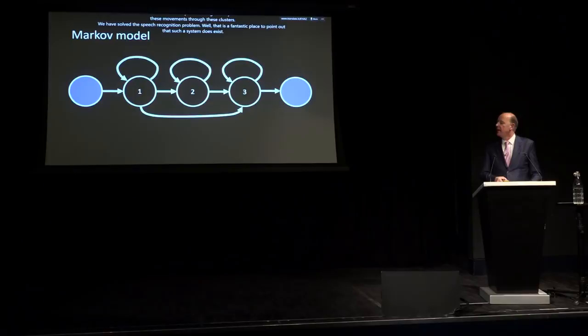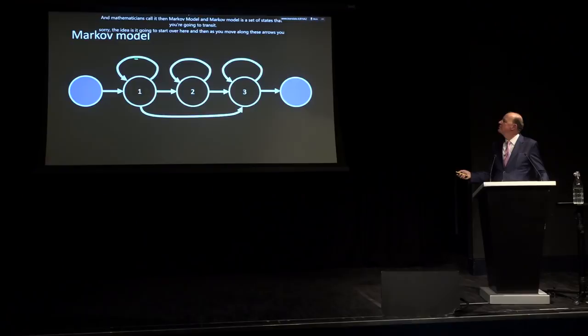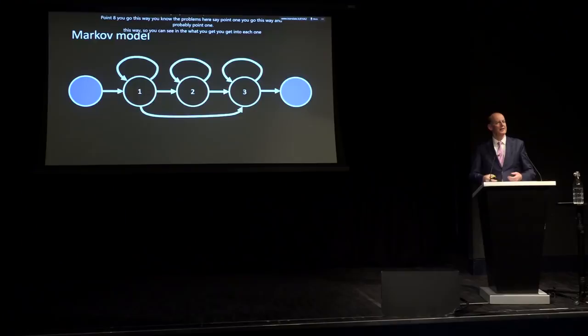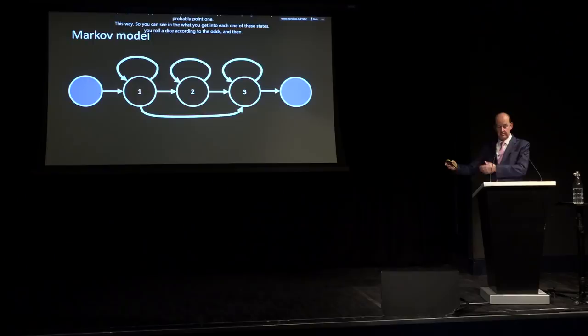Mathematicians call it a Markov model. And a Markov model is a set of states that you're going to transit through. And the idea is you're going to start over here, and then as you move along these arrows, you have choices. And associated with each one of these arrows, I haven't shown them, are probabilities. So maybe you have a probability of 0.8, you go this way, you have a probability of, say, 0.1, you go this way, and a probability of 0.1, you go this way. So you can see what you get into each one of these states, you roll your dice according to the odds, and then you progress from left to right. Okay, so this is called a left to right Markov model.